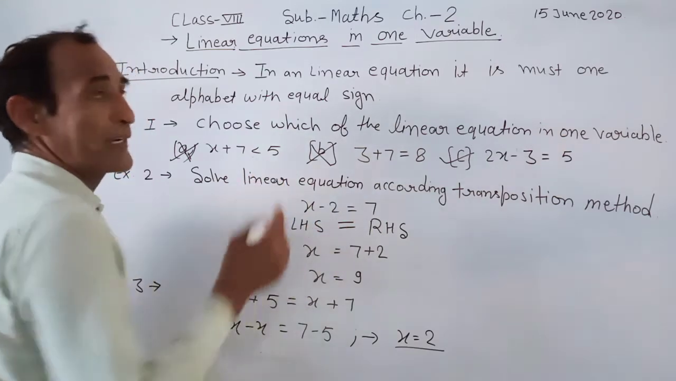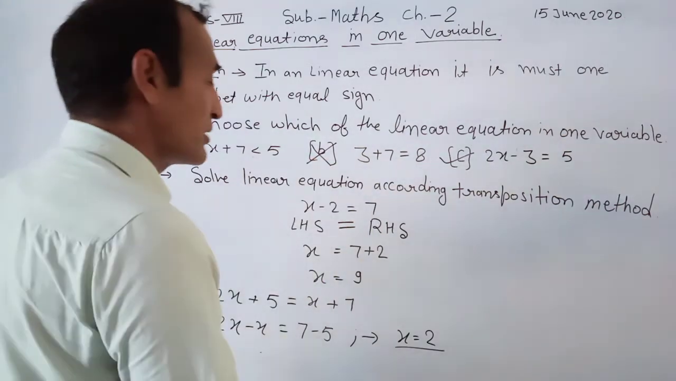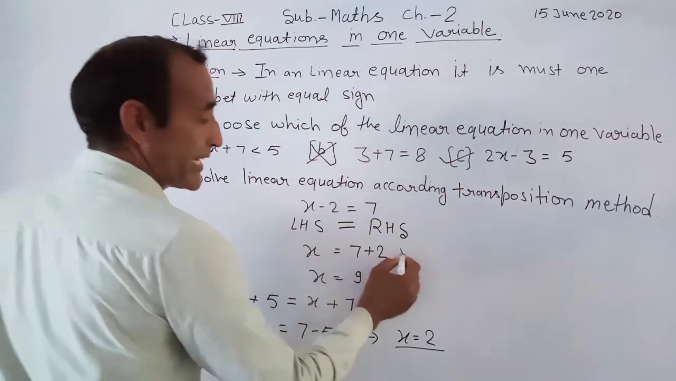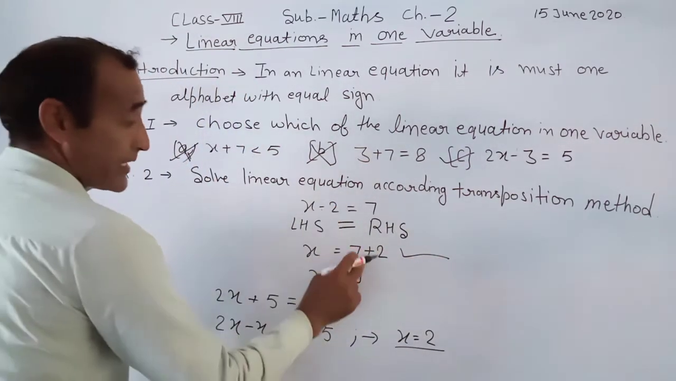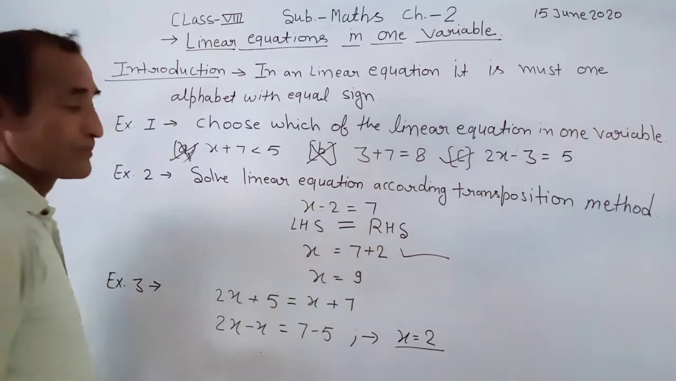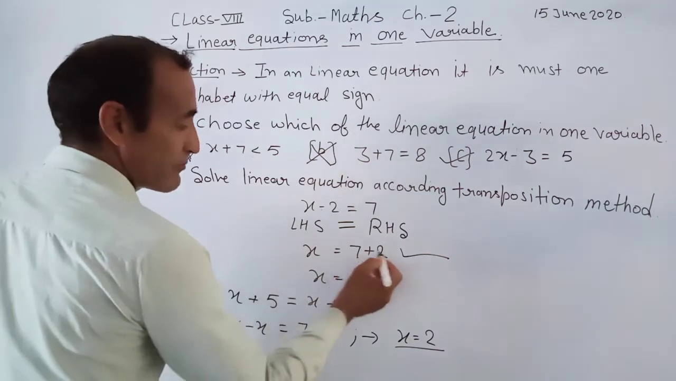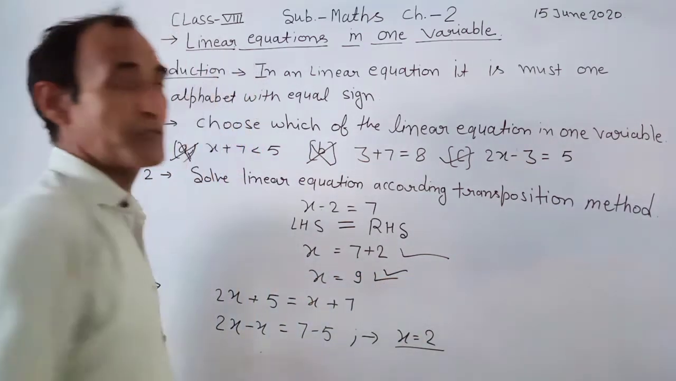Here on the left hand side, we transpose this digit, minus 2. We convert it in the next step: minus 2 converts into plus. So it is transposed. x equals 7 plus 2, which is 9. So the value of x we find is 9.